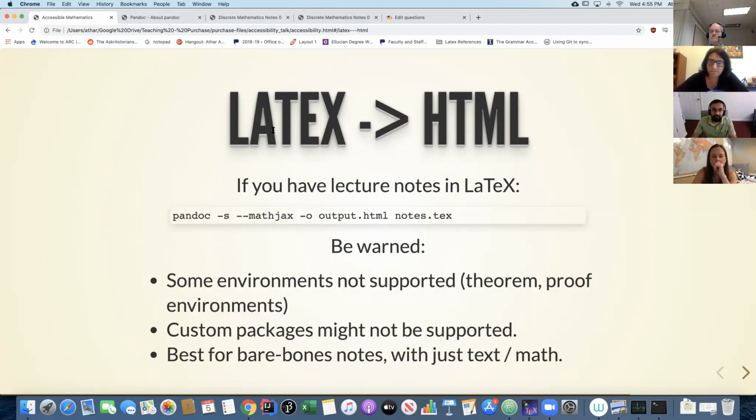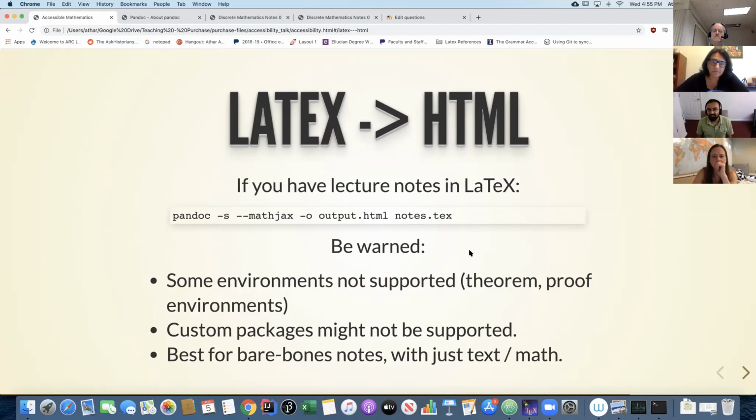I opened one of these things. Some environments are not supported by Pandoc, so theorem and proof environments, for example, and certain packages might not be supported. So if you're using LaTeX in a more complicated way, you may need to dumb it down a little bit, bring it down to just the bare bones text and math, and that's it. And then once you strip it down to that, you can convert.